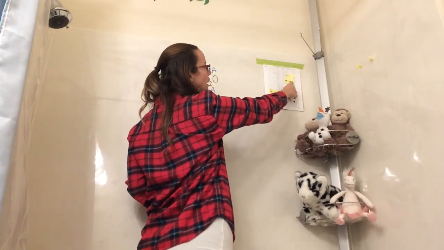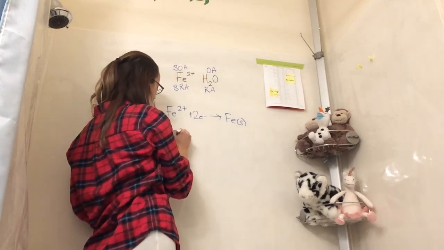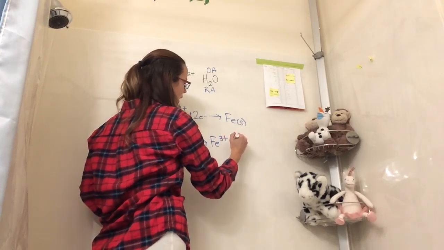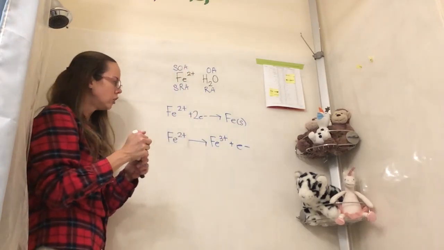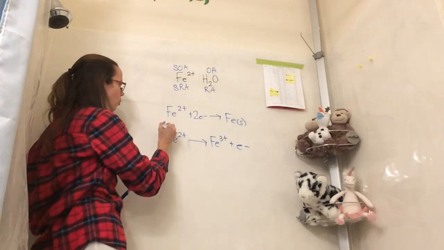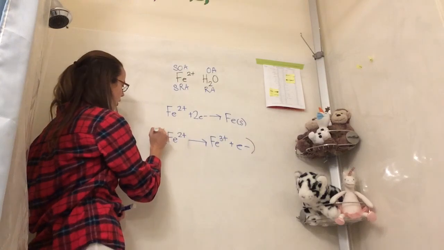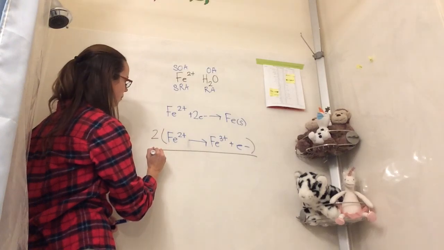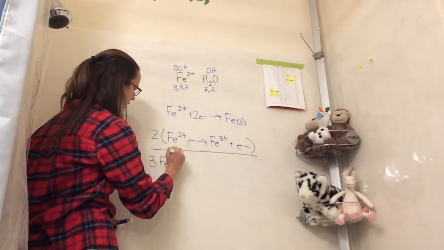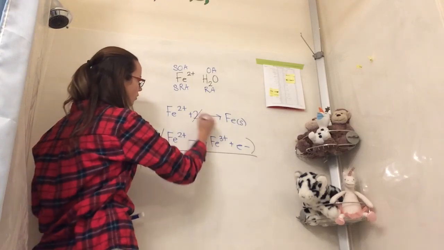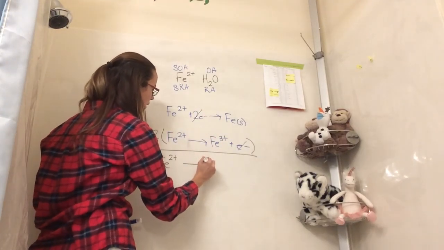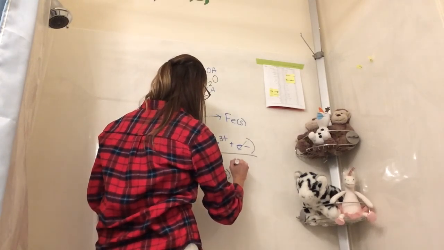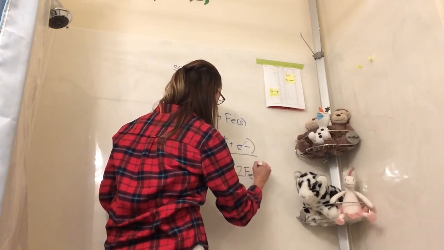Now we're going to look at the reducing agent equation. Here we have Fe2 positive reacting to form Fe3 positive and an electron. So we need to balance these out. We've got 2 electrons here and 1 here, so we're going to multiply this by 2. So our net reaction is going to be 3 Fe2 positive. Our electrons now will cancel out, and we have Fe solid and 2 Fe3 positive.